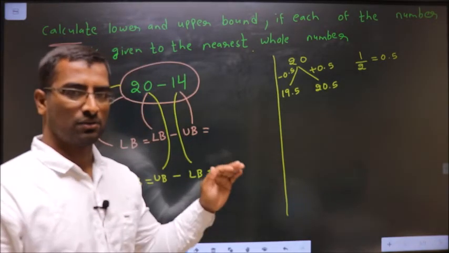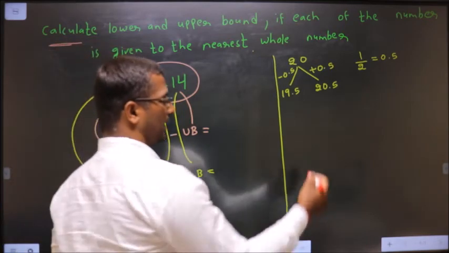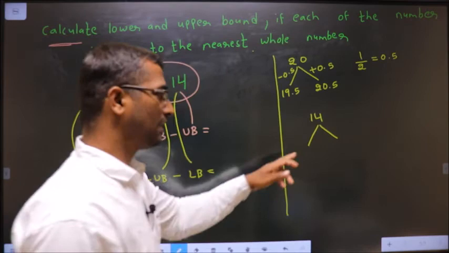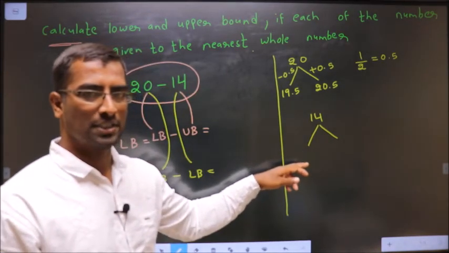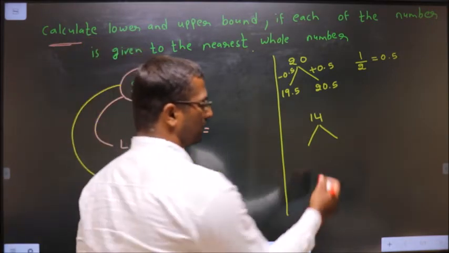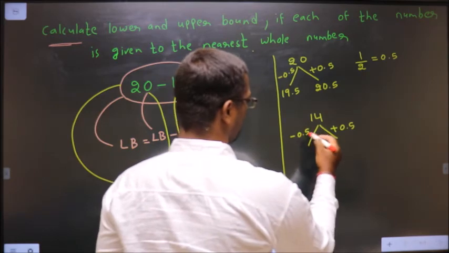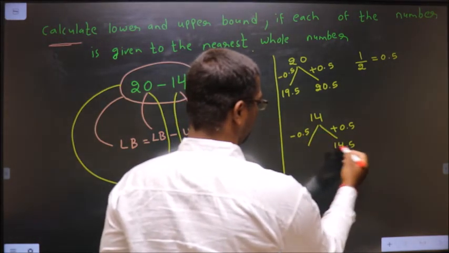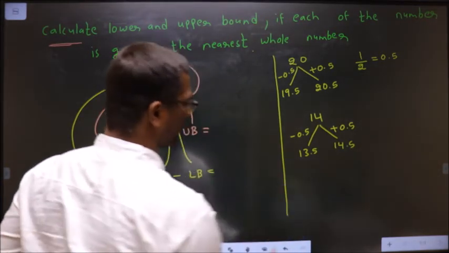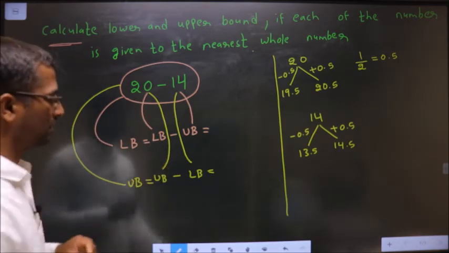Okay. Now do the same thing for other number, which is 14. Even this is also to the nearest whole number, which is 1. Do half of that, we get 0.5. So add 0.5, subtract 0.5. We get 14.5 and 13.5. Okay. Now let us replace the values here.